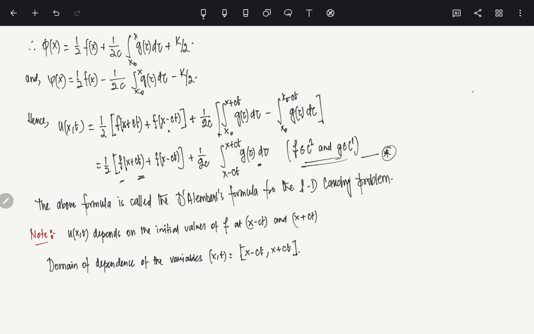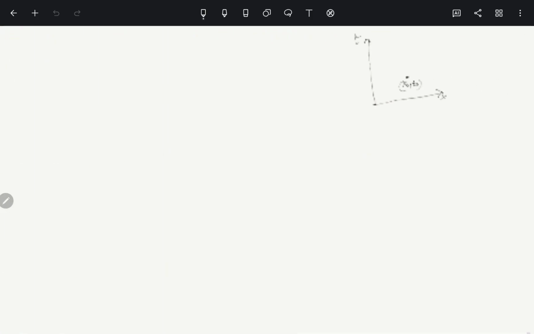If you look at star and take the point x naught, t naught, as I have told you, it depends on the domain of dependence. Essentially, the domain of dependence in this case is from x naught minus ct naught to x naught plus ct naught. That's the domain of dependence, clear? And there is something called the range of influence. I will explain to you what that is.